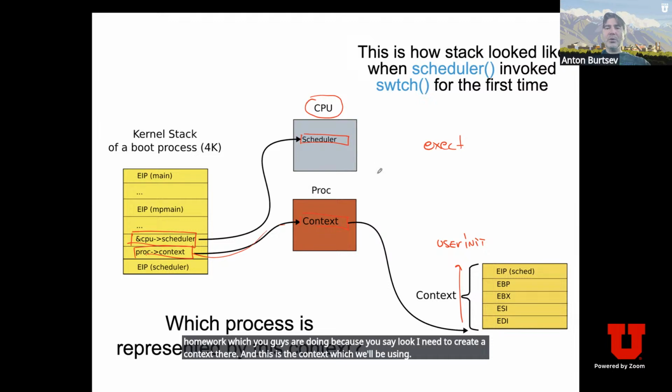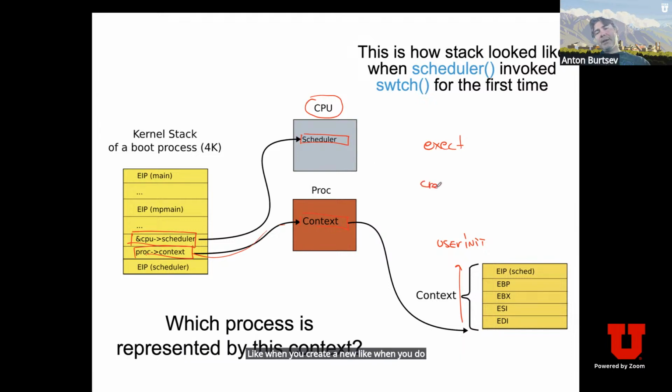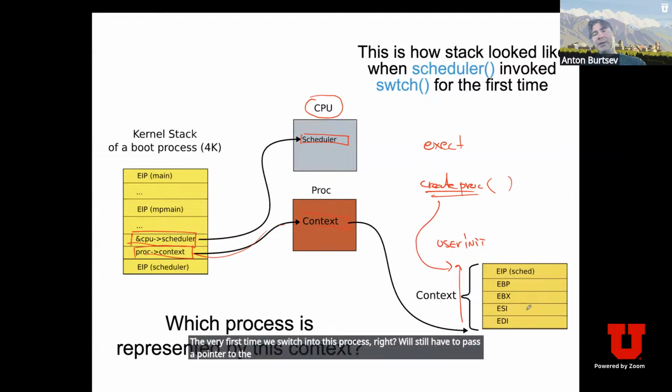It's also relevant to the homework which you are doing, because you say, look, I need to create a context there, and this is the context which we'll be using. When you do a create proc system call, which I'm asking you to build in the homework, you will need to make sure that you correctly initialize those context fields. Despite the fact that the process never ran, it's a brand new process, the very first time we switch into it, we still have to pass a pointer to the correctly initialized context on the stack.